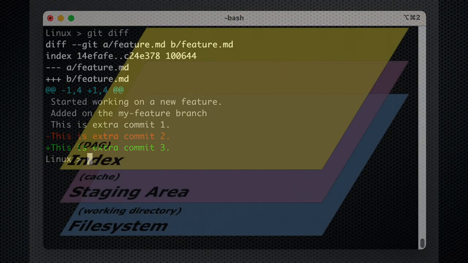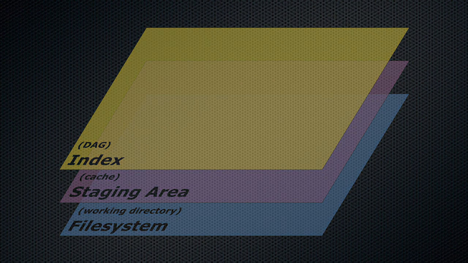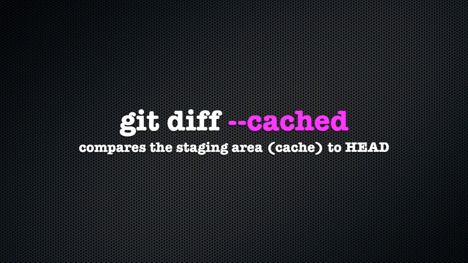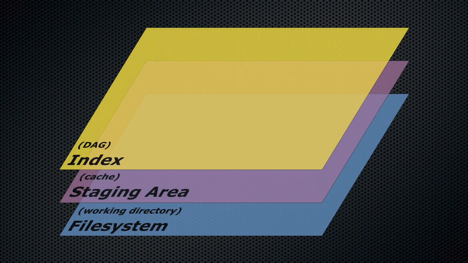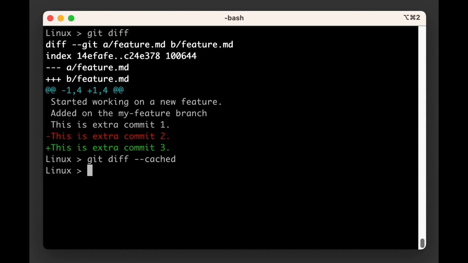As I mentioned, by default, git diff will compare the working copy with the staging area. If you would like instead to compare the staging area to the DAG, specifically to HEAD, pass it the --cached flag. Why cached? Because in Git, the staging area is also referred to as the cache. If we run git diff --cached now, we will get nothing, because we have not staged anything, so there is no difference between the staging area and the DAG.